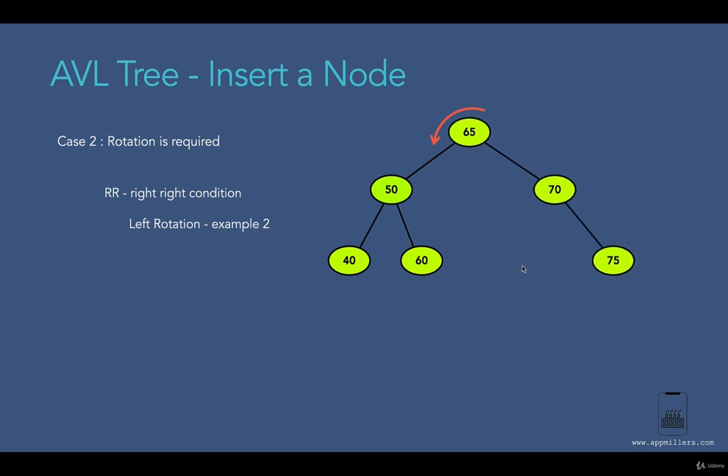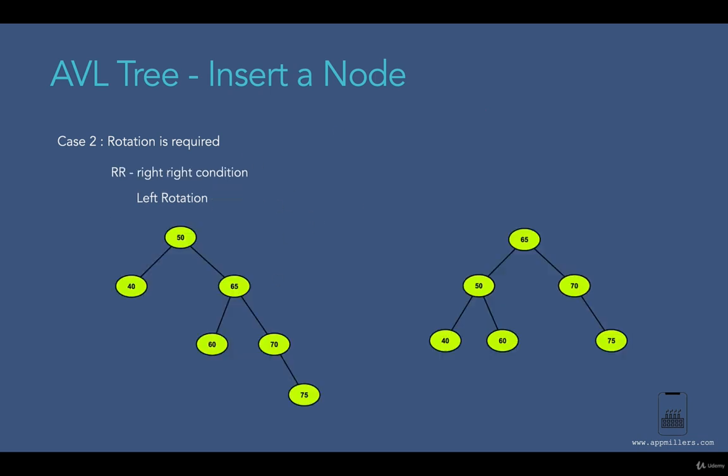Now after doing rotation, our tree becomes balanced. So here you can easily see that if you check any node over here, you will see that the difference between left and right subtrees of any node is not more than 1. So that's why this AVL tree over here is balanced. So this is how rotation works in case of right-right condition.